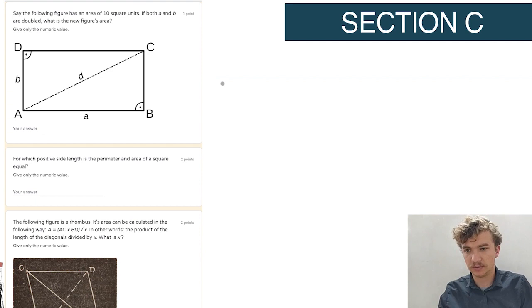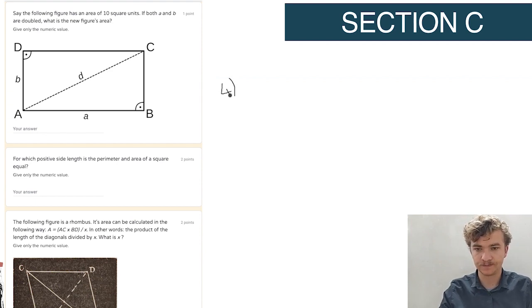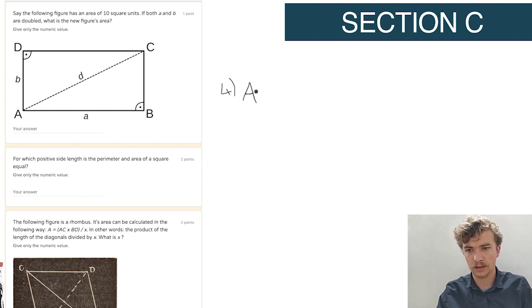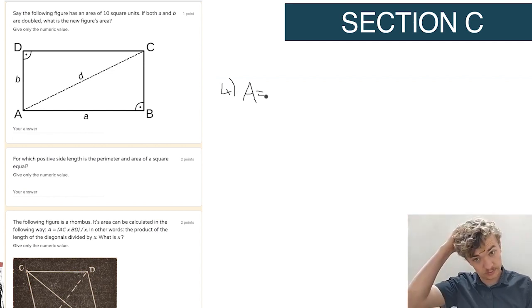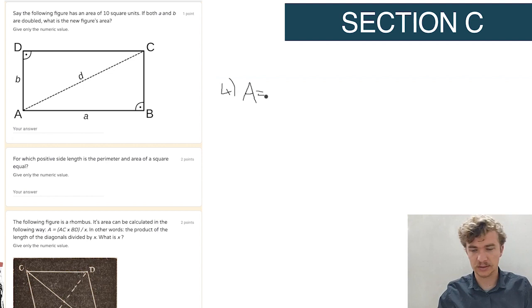Next question would be question number 4. That states, say the following figure has an area of 10 square units. If both A and B are doubled, what is the new figure's area? Alright, so we know that its current area is equal to 10 square units.